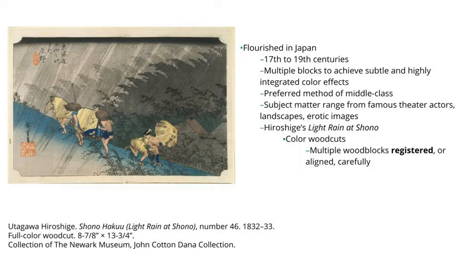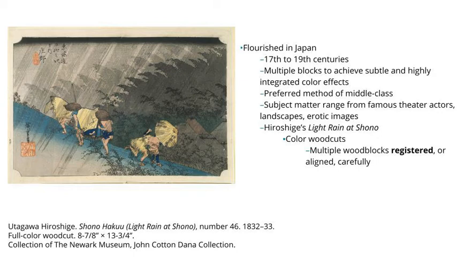Here is an example of a woodcut print, and you can see that a lot went into this because of how many different colors and how many different values of gray there are. Each one of those had to be carved in a separate block of wood and lined up on each other. Woodcuts especially flourished in Japan from the 17th to 19th centuries. As you can see here, this is an example of a Japanese woodcut. And like I said before, they would use multiple wood blocks to achieve subtle and highly integrated color effects.